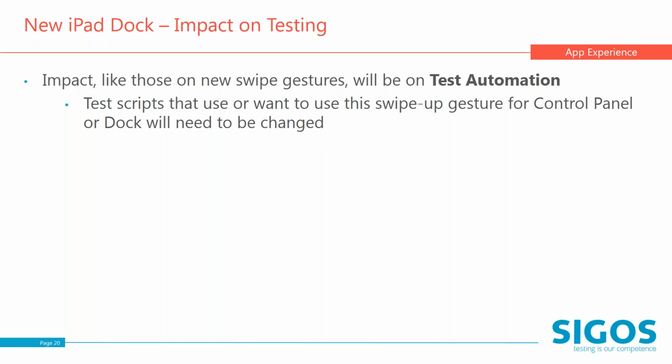What does this impact on testing? So impact like those on new swipe gestures will be on test automation. Basically, if you have an application where the user needs to work on 2 apps or 3 apps at the same time, and you can pull up, you also want to test if the user switches between your app and any other system app or native app, how your application behaves, and if the user comes back to the same page or the same part of your application when switching the app. So this is a major change where you really need to test how your application behaves when users are switching the apps while they are inside your application.